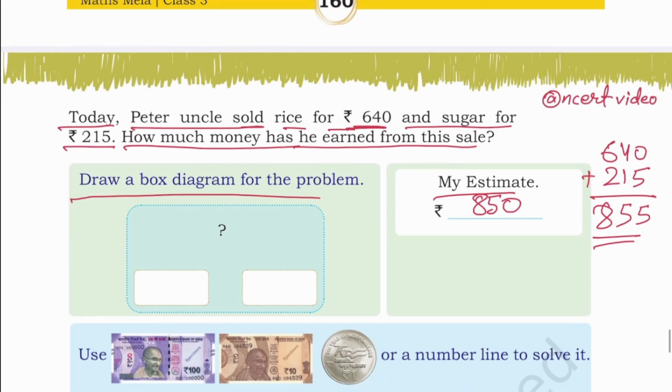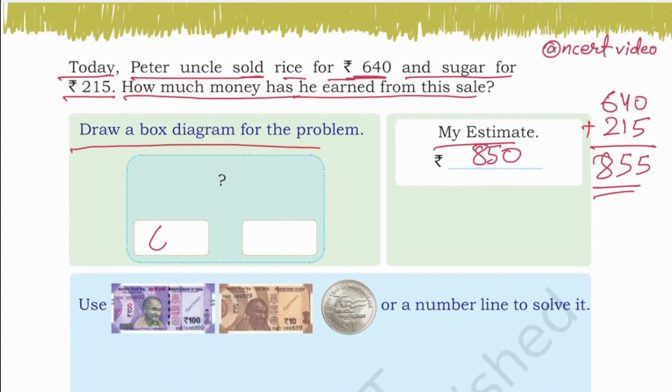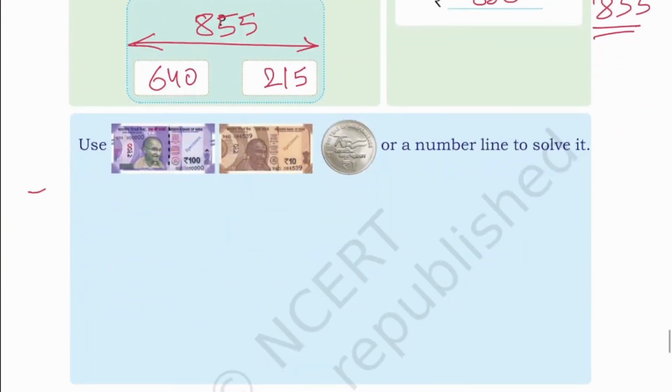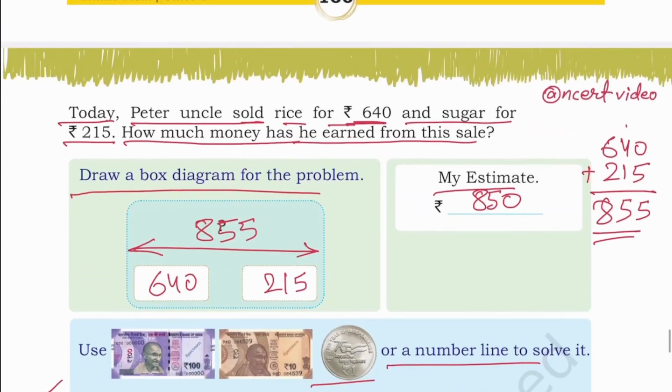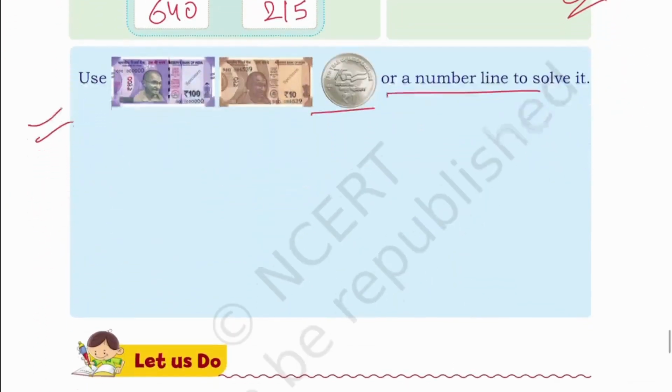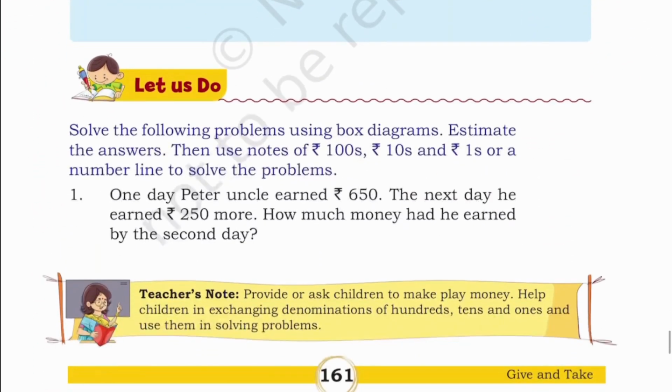Draw a box diagram for the problem, that is 640 and 215. What is the length from here to here? That is 855. You may use notes and coins or the number line to solve it. If you can understand this method, it's quite good. If not, you may solve using notes and coins.